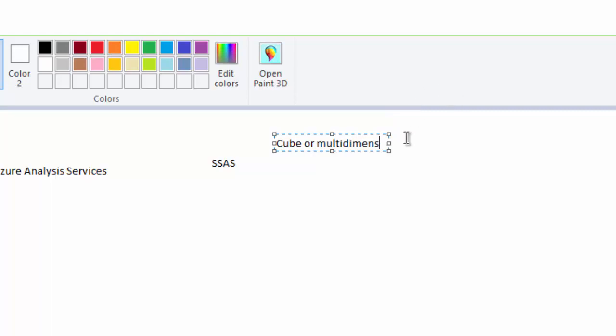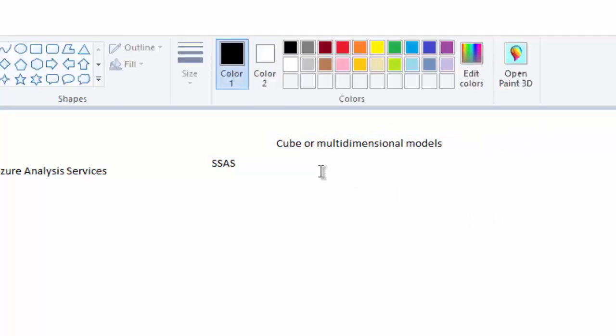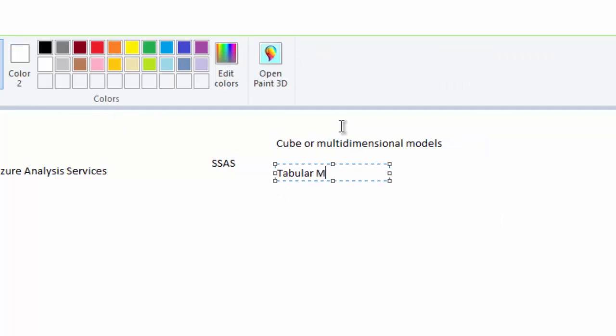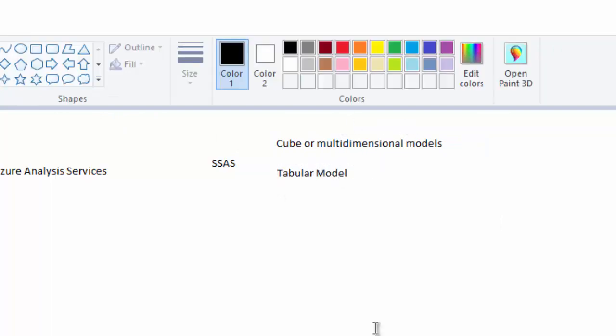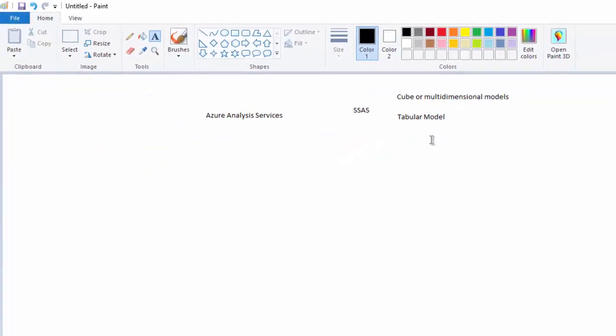I will come to the point why it is called multi-dimensional in just a bit. The second one is called a tabular model. We will see why Microsoft has introduced the tabular model in later tutorials. So there are two different kinds of projects that you can create within your SSAS environment: one is your multi-dimensional or cube model, and the second one is the tabular model.